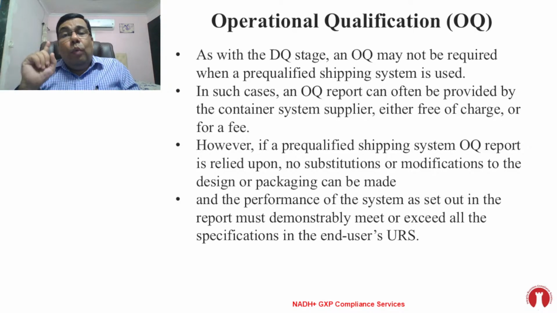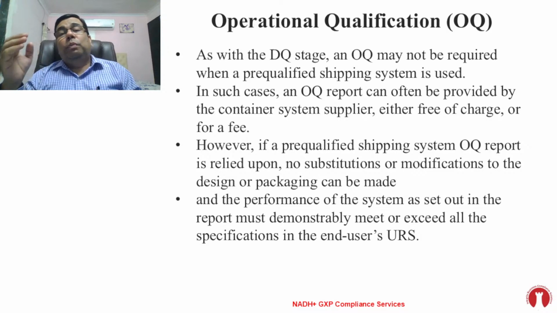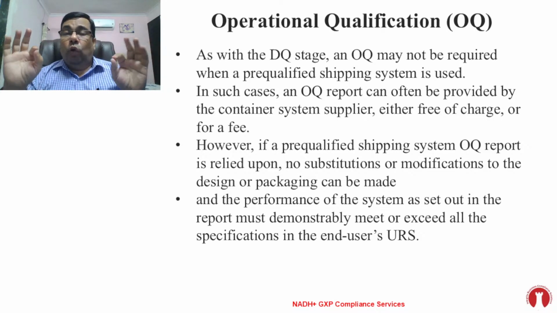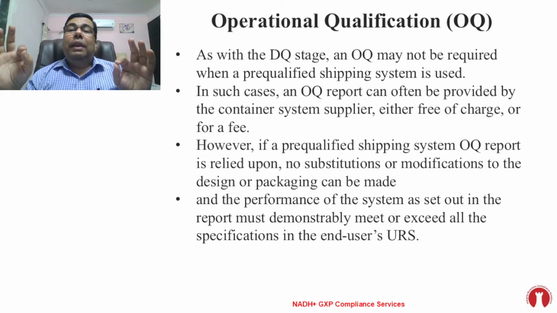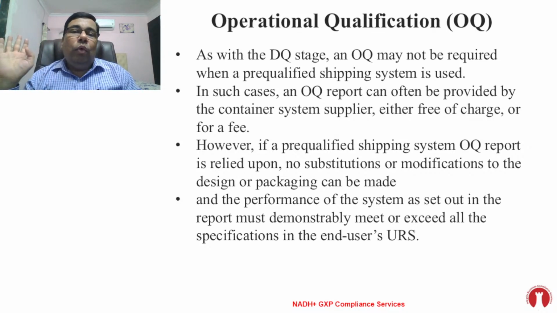Okay. However, if a pre-qualified shipping system OQ report is relied upon, no substitutions or modifications to the design of the package can be made. So if you are fully following or using the shipment documentation like DQ, OQ, then no problem, you can rely completely on their document, but then you are not allowed to make any changes in the system. If you make any changes in the system, then you have to again perform the DQ and OQ and PQ. You got my point?